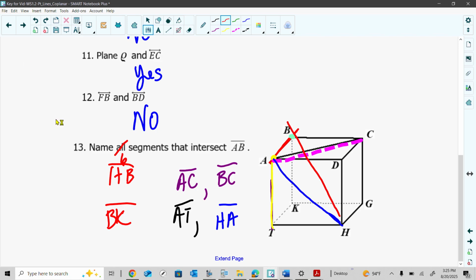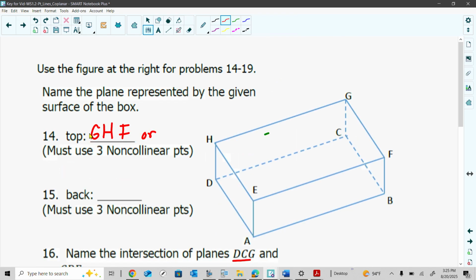Right? And then we go to this next section here. All right, so the top, and where this is kind of off, is the rectangle here in this box. But we only need 3 letters. So like if I just went from G to H and then come back over here to F, that would still be the top. I could also do GHE, okay? They just have to be non-collinear points, not on the same line. I could do HEF, right?